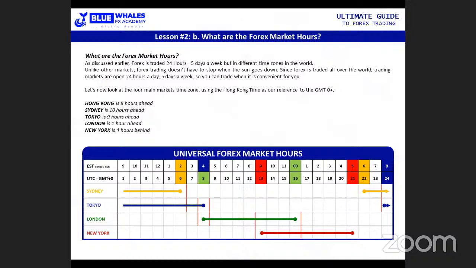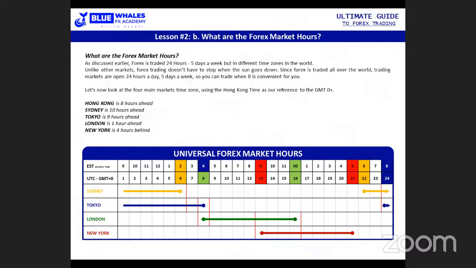So what are the forex market hours? As discussed, forex is traded 24/5 across the different time zones in the world. Unlike other markets, forex trading doesn't have to stop when the sun goes down. Since forex is traded all over the world, the market is open 24 hours a day, 5 days a week, so you can trade when it is convenient for you.